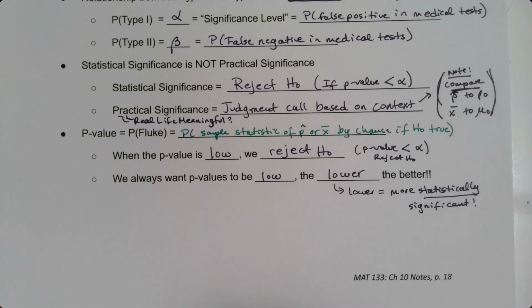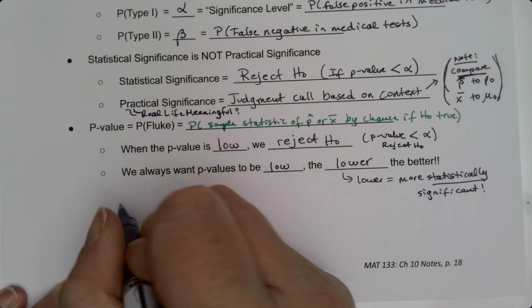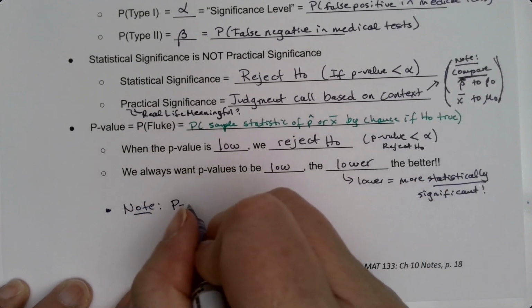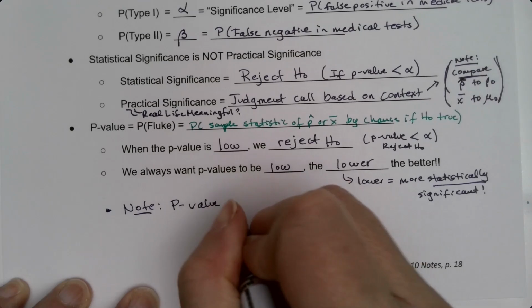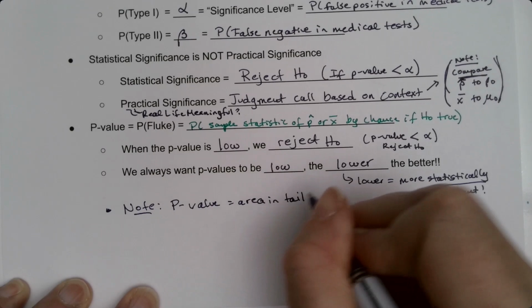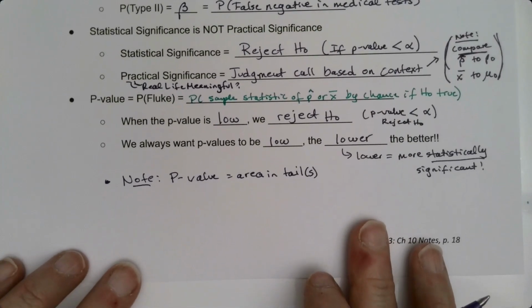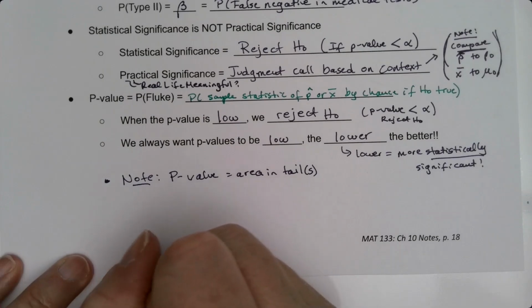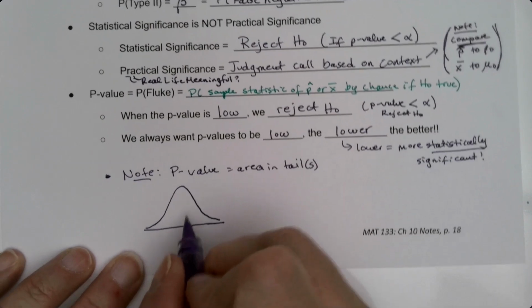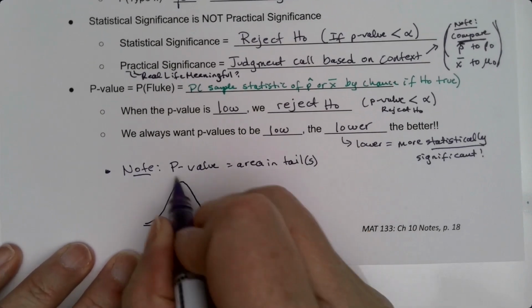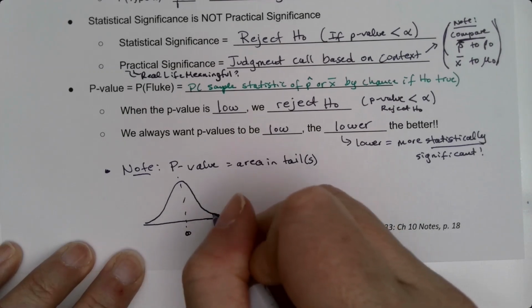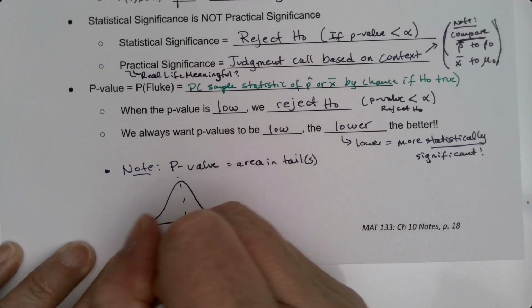There is one other piece to note here for p-value. The p-value is the area in the tails. Could be one tail or it could be both tails, depending on what it is, right? So if you think about the p-value as the area in the tails, it could be a z-score or a t-score, right? This is always 0 in the middle. The p-value is this area over here or this area over here.